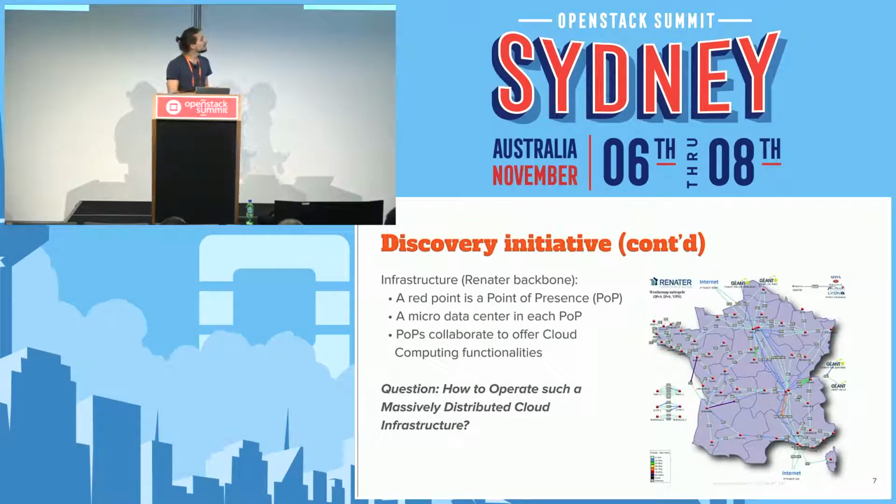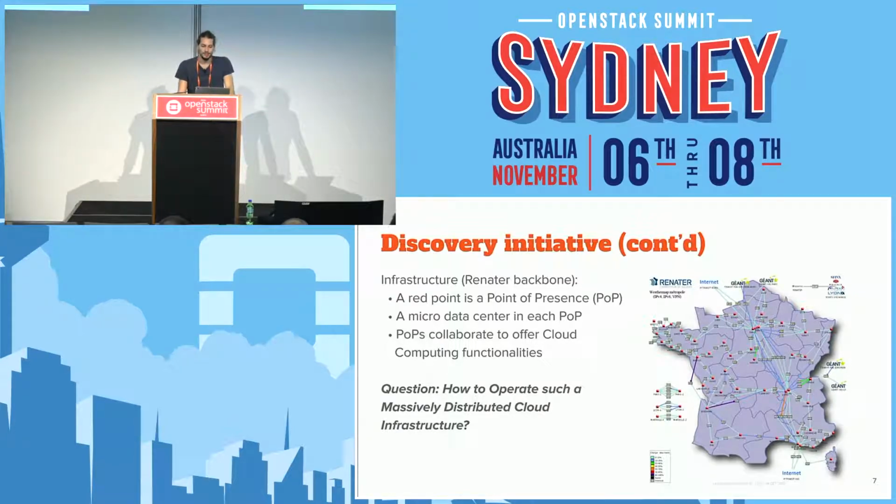Here is a motivating example of such infrastructure, which is the Renater network backbone. So Renater is the French National Research and Education Network, which is composed of 72 points of presence, which are interconnected by 10 gigabit links. And as you can see on the picture, each red point is a point of presence on which we want to deploy a micro data center.